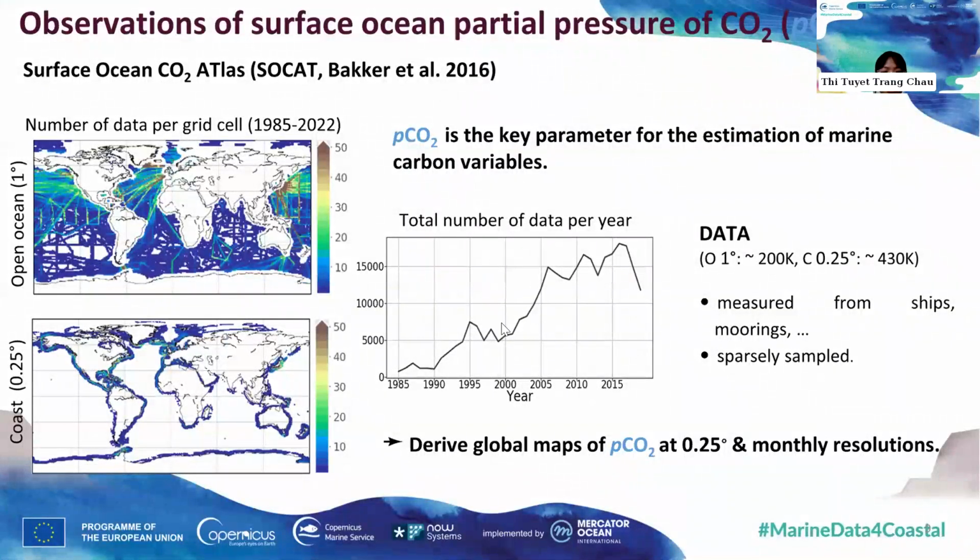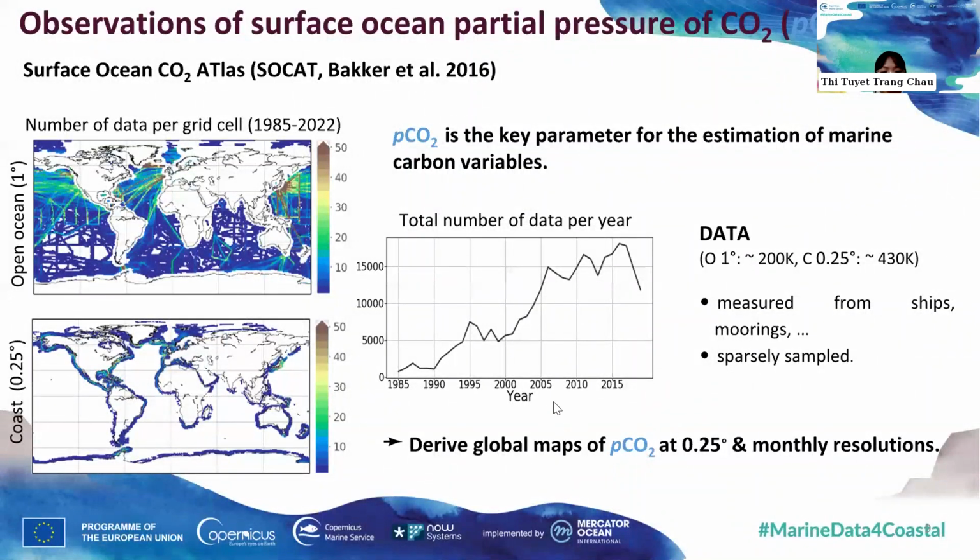On the right figure, we show the temporal distribution of SOCAT data, and we see the number of data increases over the years, but has a tendency to reduce in recent years due to measurement activity narrowing. In summary, SOCAT offers about 200,000 data over the open ocean at 1 degree resolution, and around 430,000 data over the coastal region at 1/4 degree resolution. Data coverage is poor regardless, and the quantity increases over time.